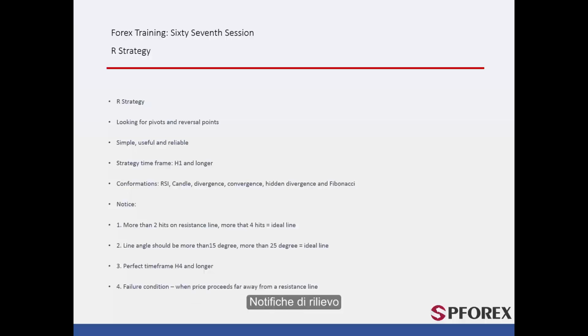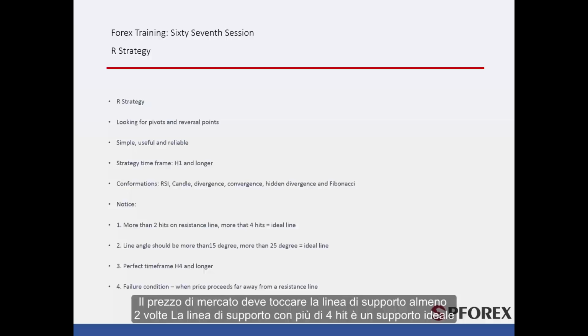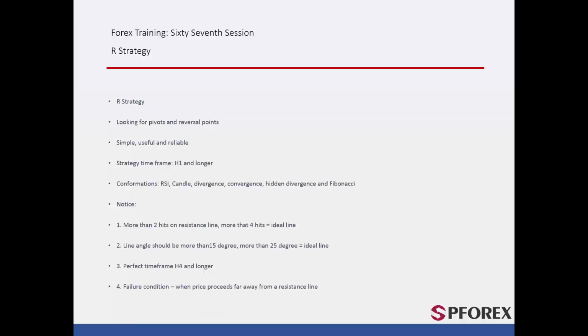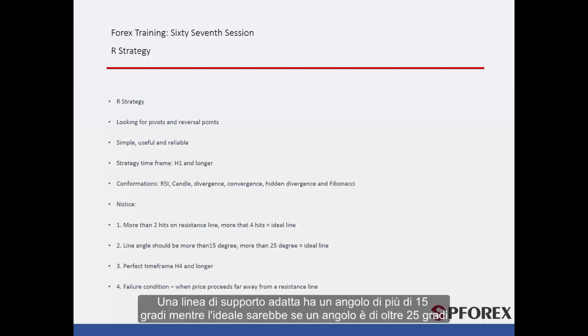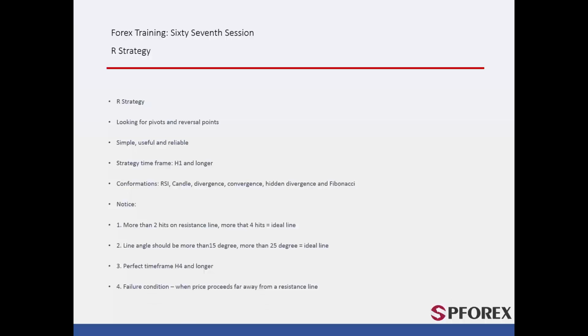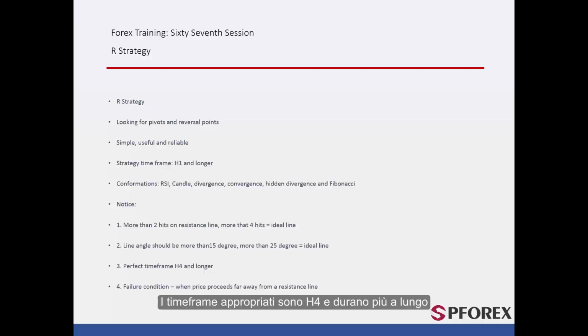Remarkable notifications. A trader must consider the following aspects. Market price must touch the support line at least twice. A support line with more than 4 hits is an ideal support line. A suitable support line has an angle greater than 15 degrees, while it would be ideal if the angle was over 25 degrees. Appropriate time frames are R4 and longer span.